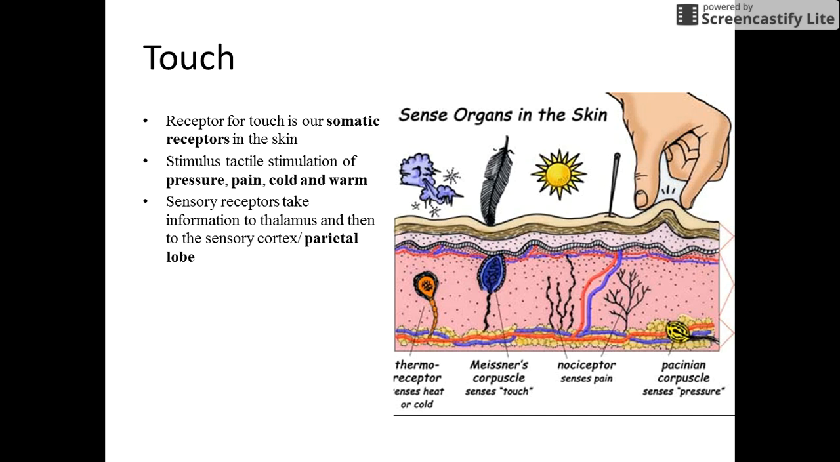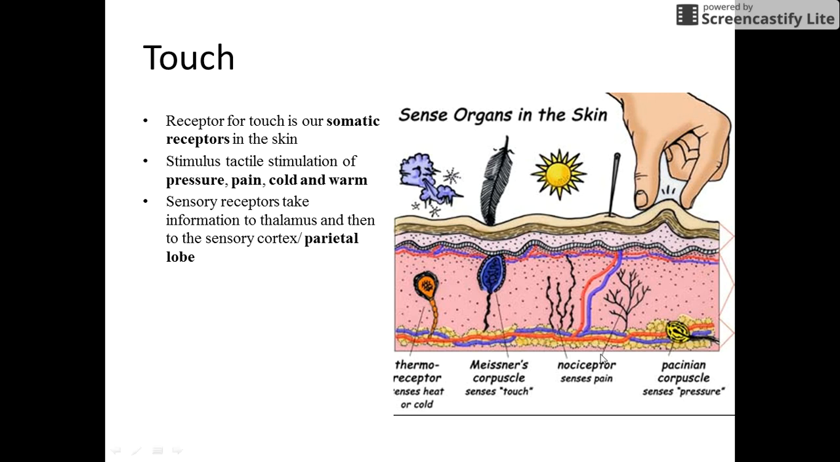The receptors for touch are your somatic receptors in the skin. You actually have 4 different types, which we don't need to know for this class, but there are 4 different types that deal with the different tactile stimulation you could be exposed to. So pressure is one, pain is a different stimulus, and cold and warmth are 2 other stimuli that could be taken in by your receptors.